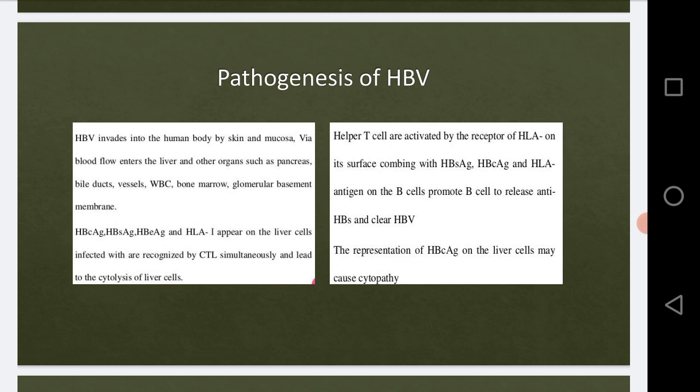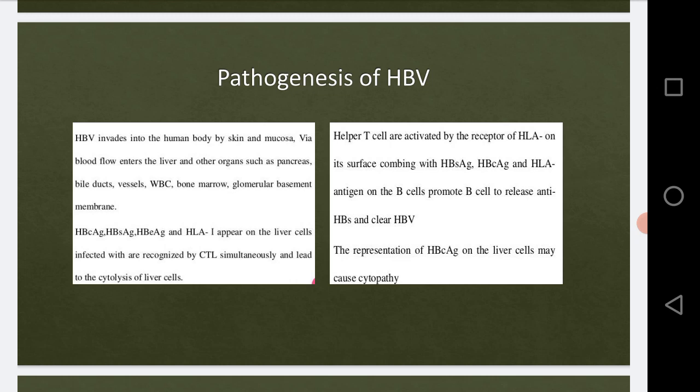Now our liver cells are infected with the virus. What will happen? The liver cell will be damaged. Liver cell cytolysis will take place. Cytolysis, the killing of the cells, will take place. Then the helper T cells are activated by the receptor of the HLA on its surface. Then the helper T cell is activated.